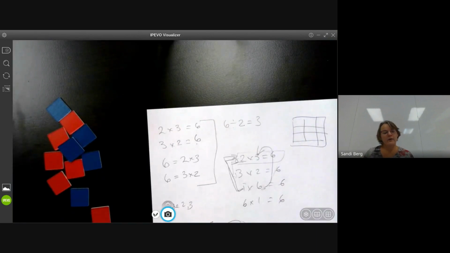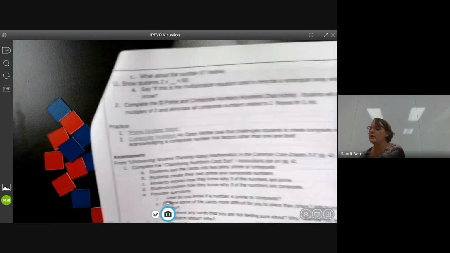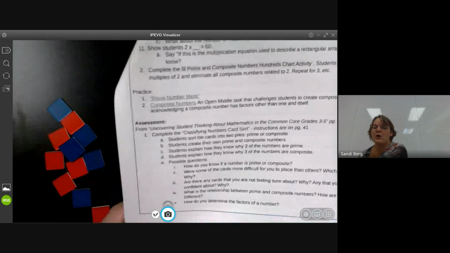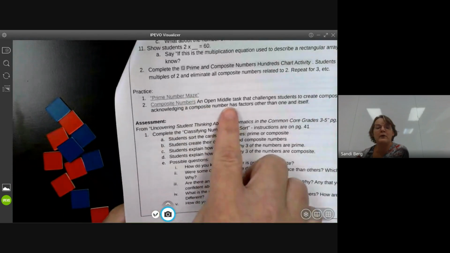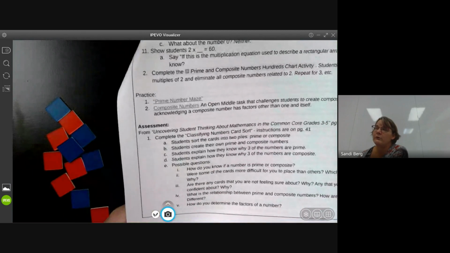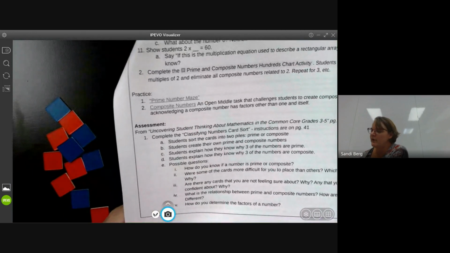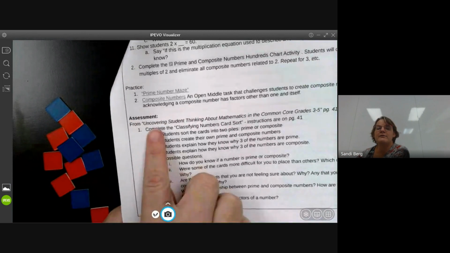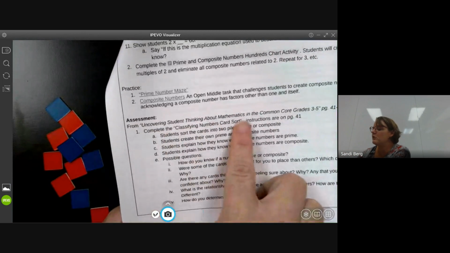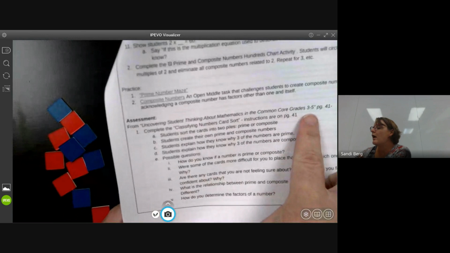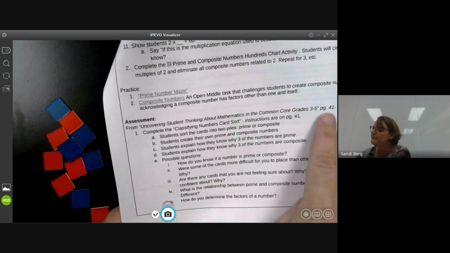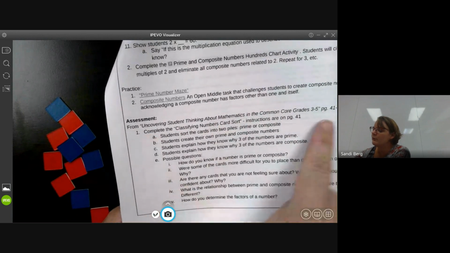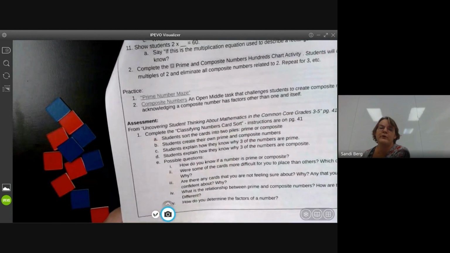And then the other thing that I included in here, this is the prime and composite one. There's a prime number maze for some practice. There's some composite tasks. Open middles are great tasks that you can do with kiddos to differentiate different levels. And then I included the assessment. That's in Uncovering Student Thinking About Mathematics in the Common Core Grades 3 to 5 that I told you your school will have somewhere. It's page 41, and then here's a brief description of what that might look like.